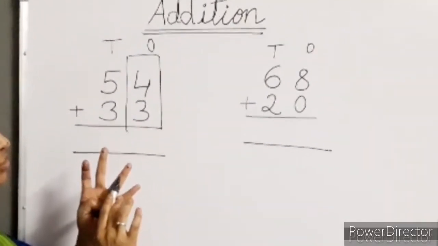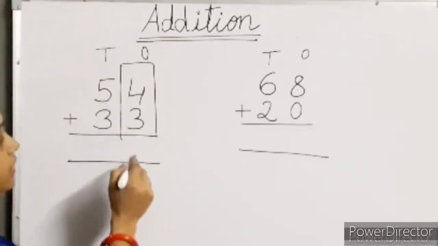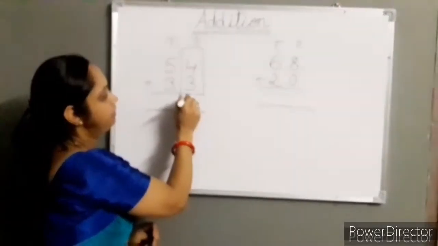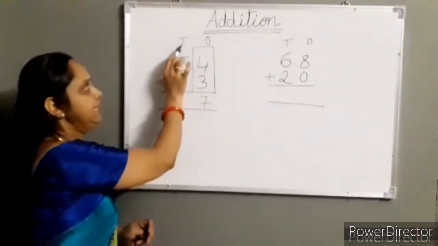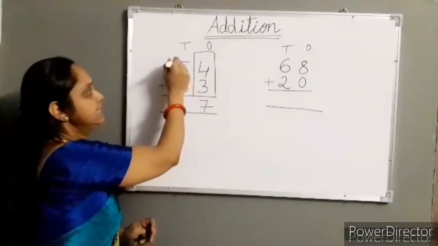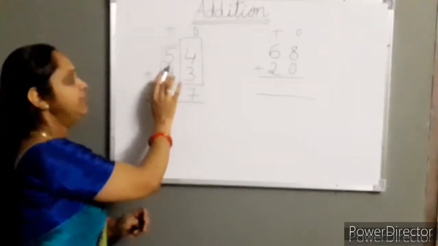1 2 3 4 5 6 7. So here 7 is your answer. You will write here 7. Same way, now we will add this tens digit. For doing this tens digit addition, same way we will count 5 plus 3.